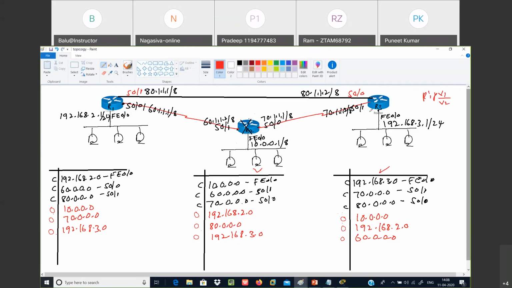Right. IGRP is classful. RIP version 1 is classful. All the remaining protocols, which are RIP version 2, OSPF, EIGRP, are classless routing protocols, which support subnetting. And RIP is an open standard which can support multiple vendors. RIP will find the best path based upon hop count only, the number of hops. RIP sends the multicast message by using which IP address?